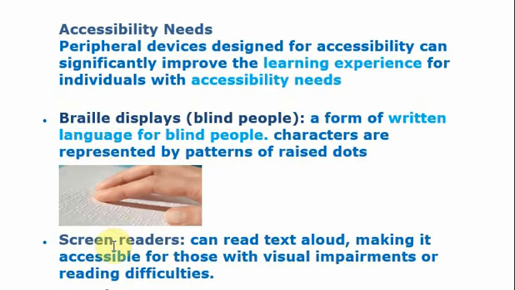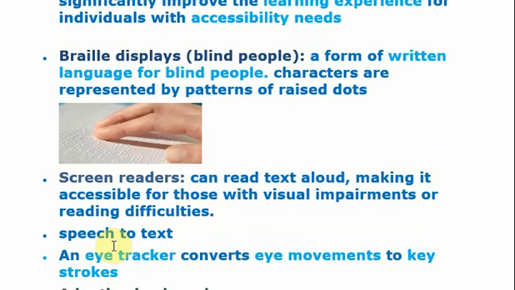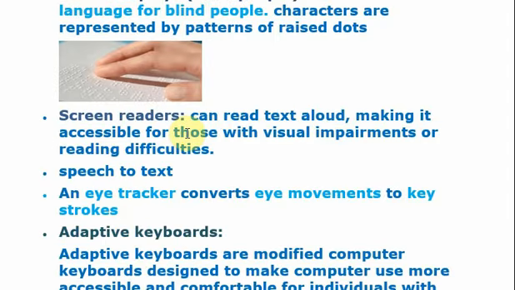Screen readers read text aloud. So then we need not see, we can hear. For speech-to-text input, we can speak and it will be converted to text. Then the eye tracker converts eye movement to keystrokes. Adaptive keyboard, when it comes to accessibility, is not only for disabled people.